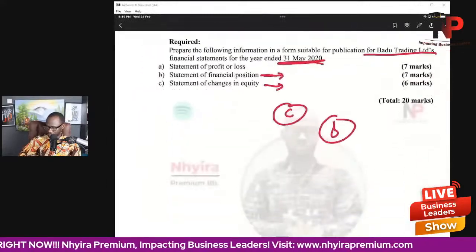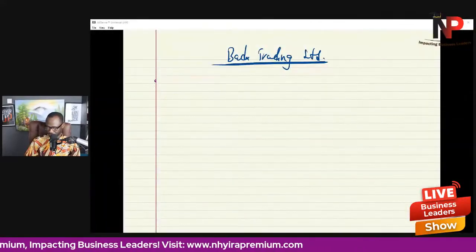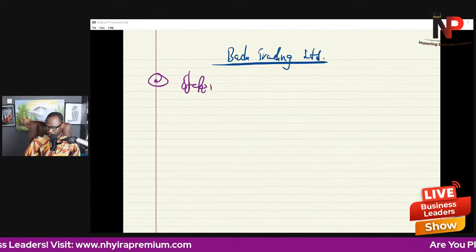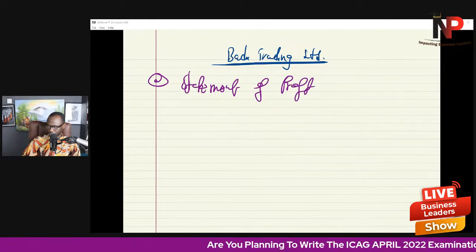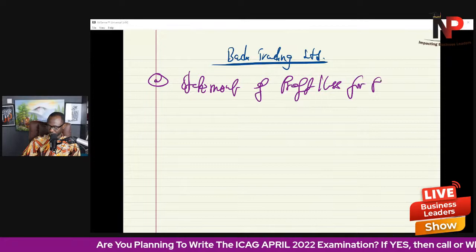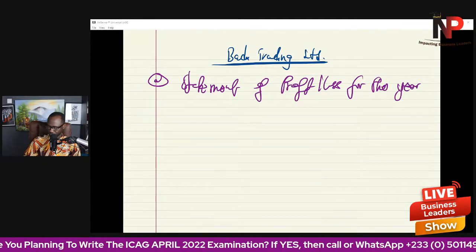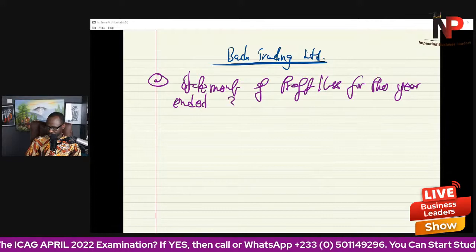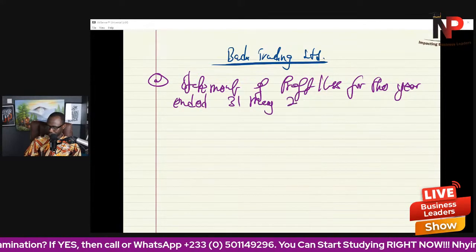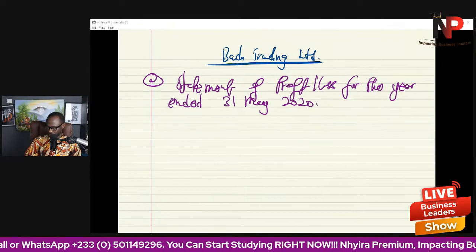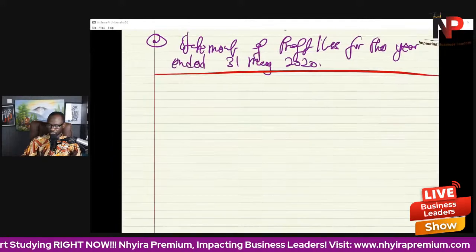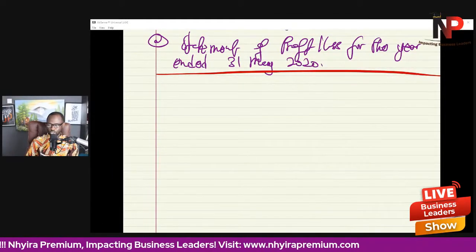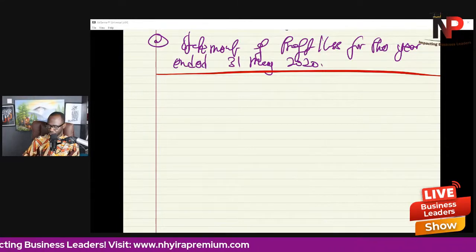So, Badu Trading, we have A, that is statement of profit or loss. So statement of profit or loss for the year ended 31st May 2020. So let's look at the issue that we need to look out for here.